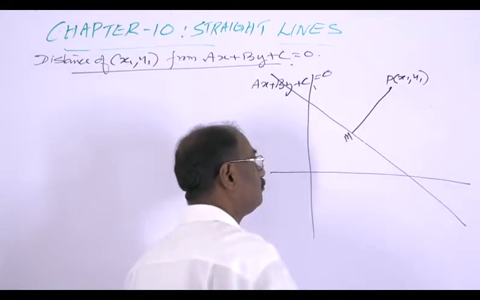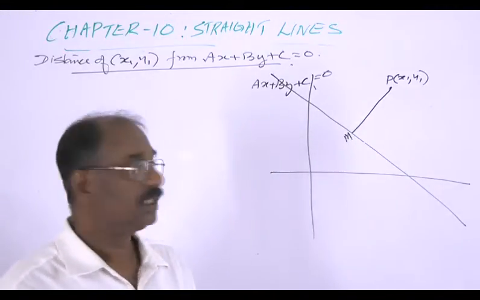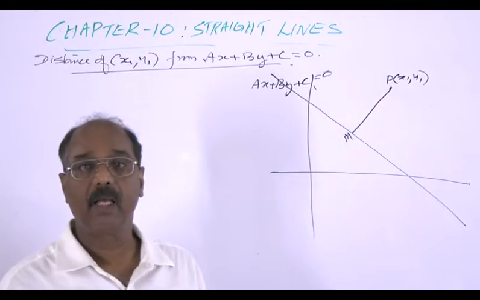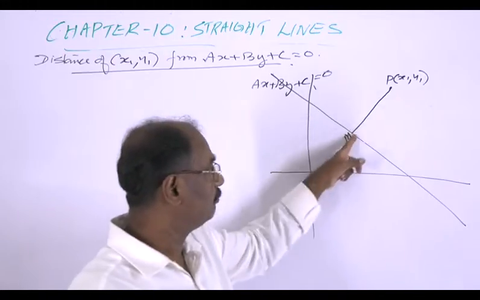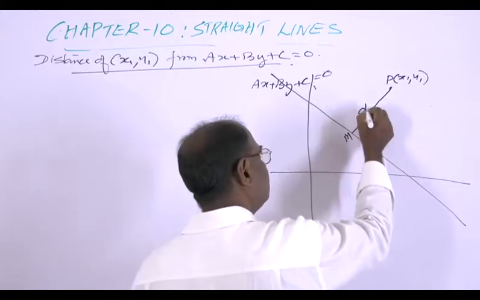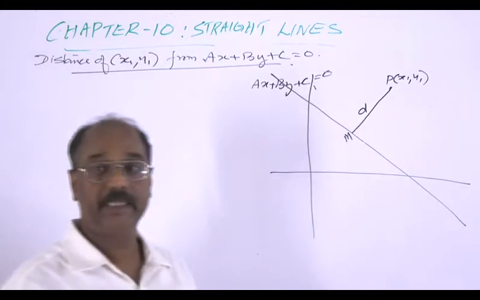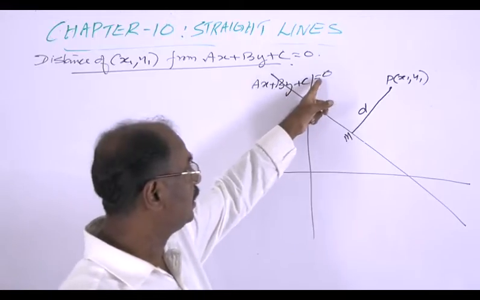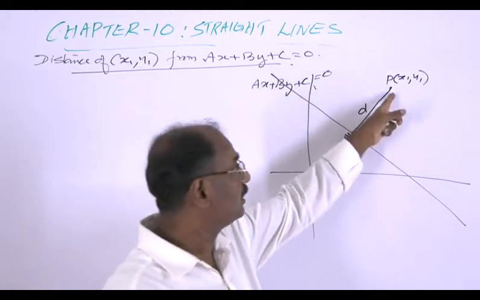Suppose it is PM. The distance is the shortest distance, which is the perpendicular distance. And suppose the perpendicular is PM, and let us take this distance as d. We want to find this d. The equation of the line is ax plus by plus c equal to 0, and the point is x1, y1.